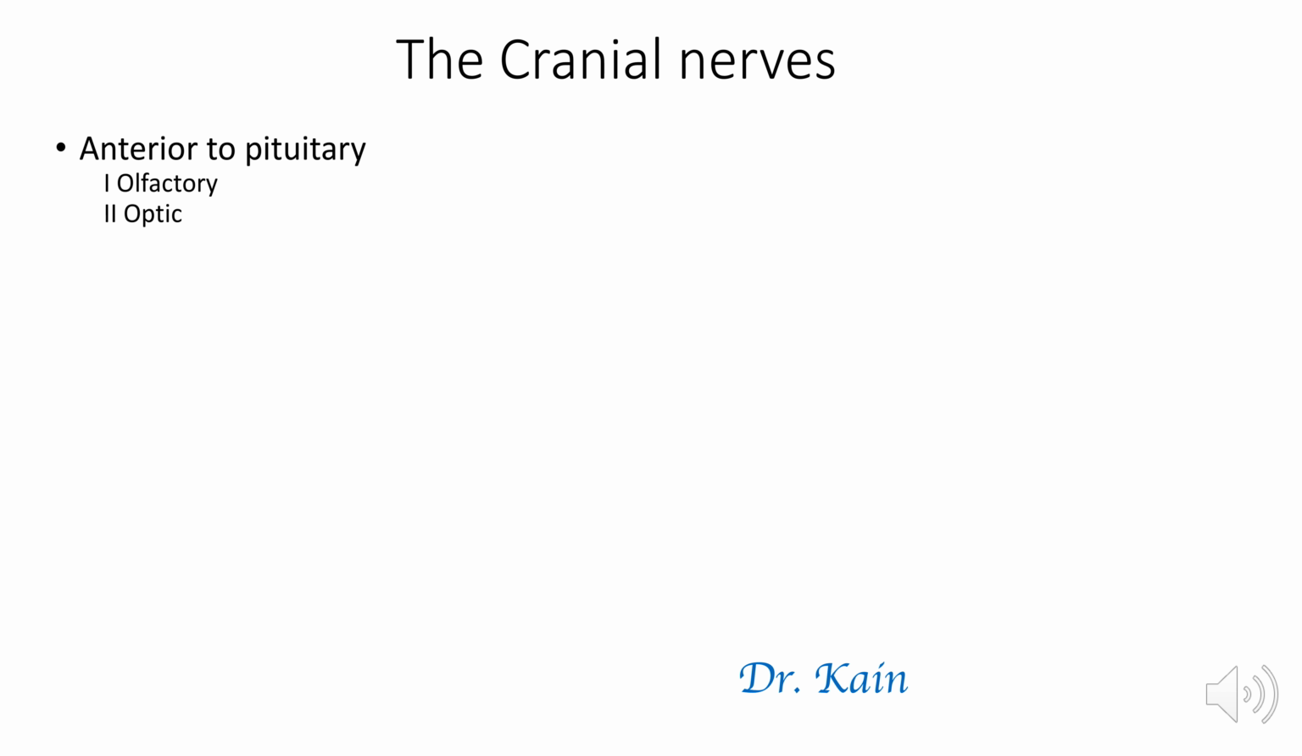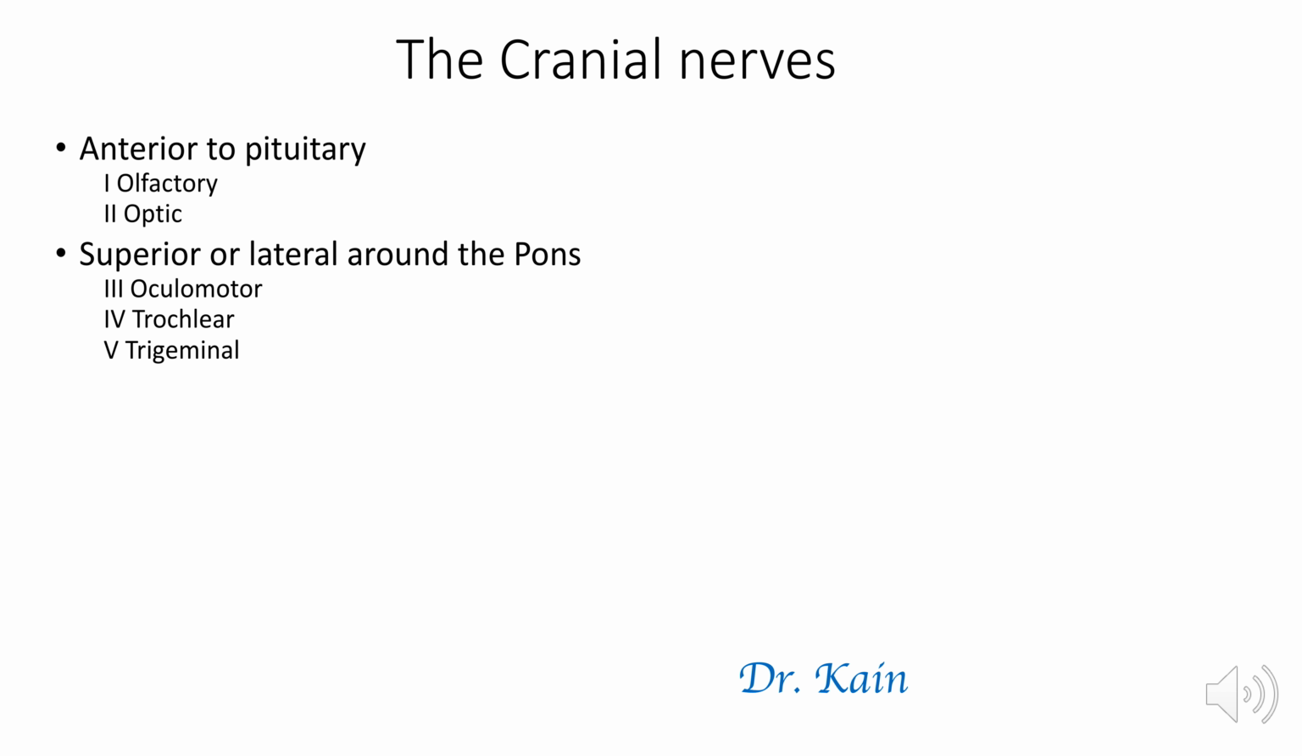So first, we'll look at the ones that are anterior to the pituitary. They're going to be the olfactory and optic nerves. Then we'll look at the ones that are superior or lateral around the pons. You know this is part of the brainstem, that middle area of the brainstem. And these 3 are going to be the oculomotor, trochlear, and trigeminal nerves.